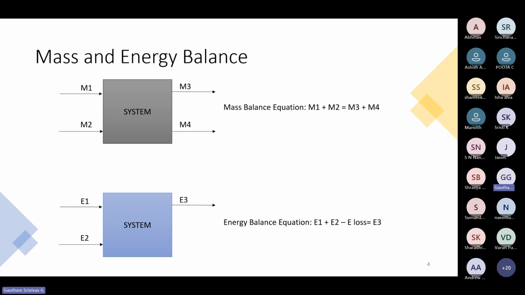Energy balance, on the other hand: you have the system, with let's say two streams of energy going into the system. You're getting out one stream of energy, in the form of heat or electricity or work, and some energy is lost within the system. So the equation is simply E1 plus E2 minus the lost energy equals the output, E3. That's it. Any doubts in this?